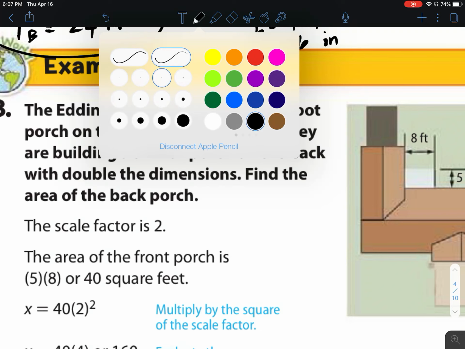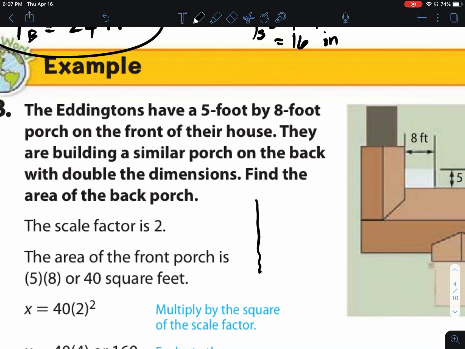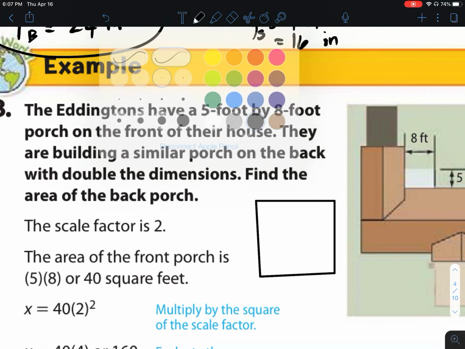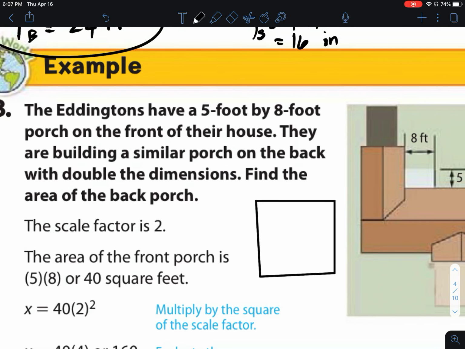So let me simplify the drawing for you because that drawing is quite confusing. So this is, okay, thank goodness for automatic straight. So this is the front porch, and it has a 5-foot.